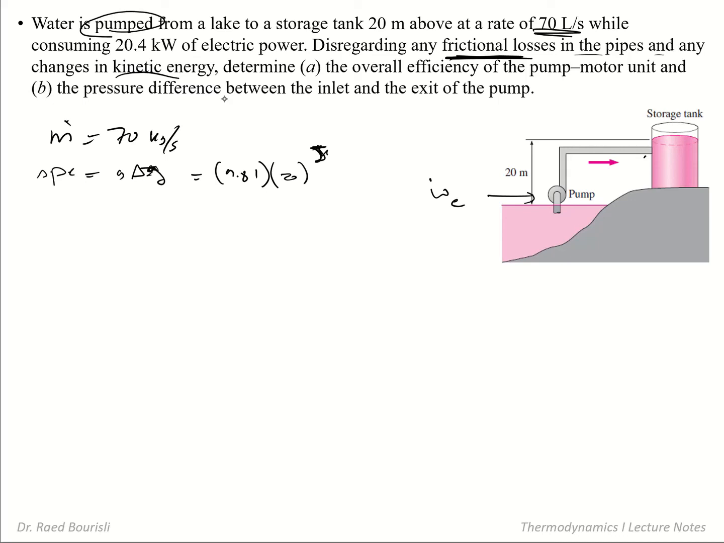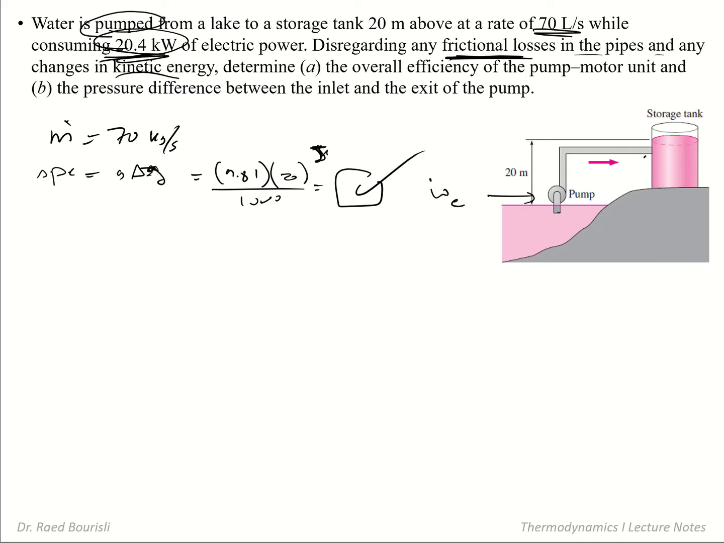If you want it in kilojoules to be consistent, I have to divide by 1000. So you have the change in potential energy that is required to put into the water. We have to do the numbers. We have an efficiency number and a consumption number. So let's crunch these numbers.